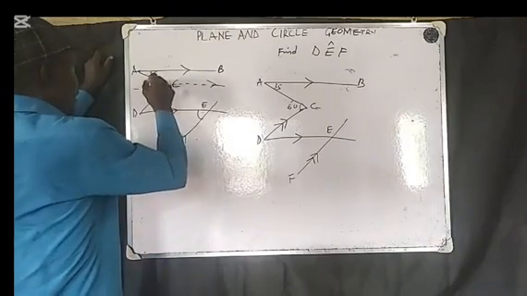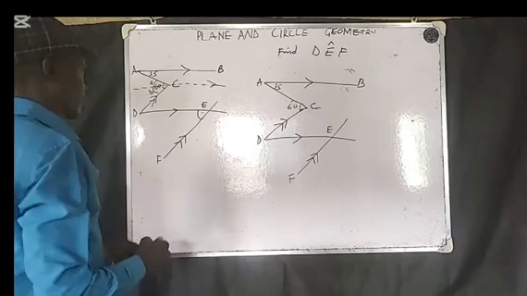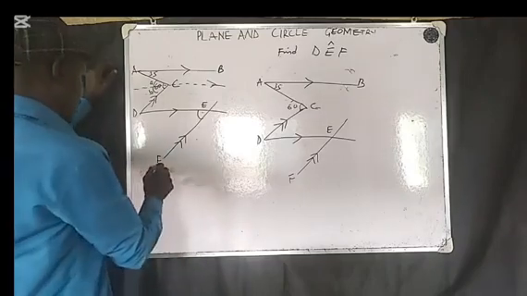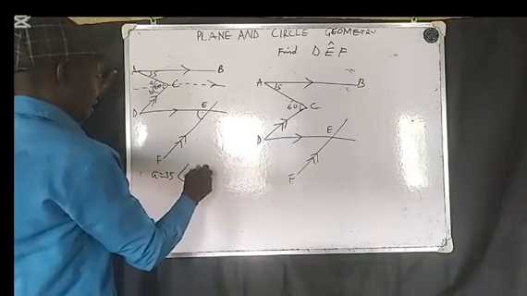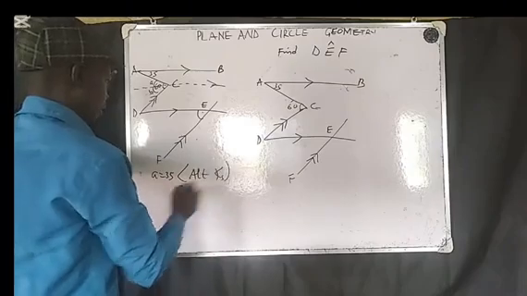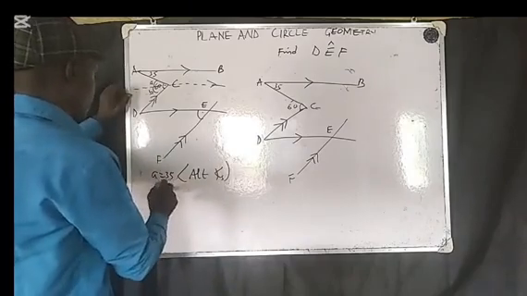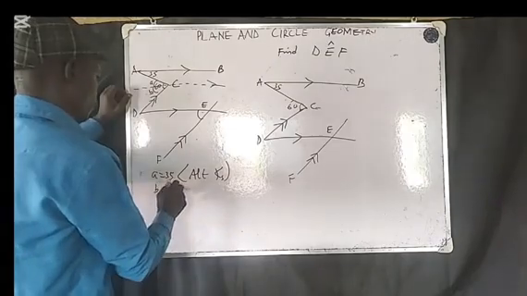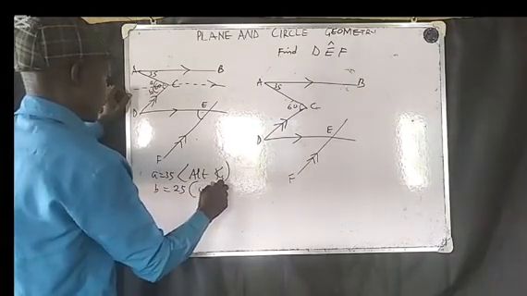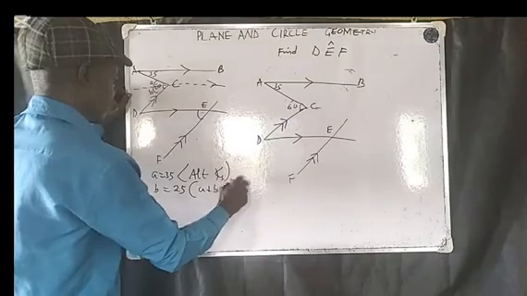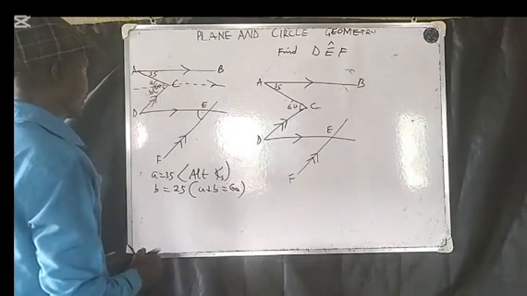Let's call this place A. Let's call this place small b. Both of them equal 60. Our A equals 35. The reason is alternate angles. Alternate angles are equal. So B is equal to 25, since A plus B equals 60. So our B will be equal to 25.